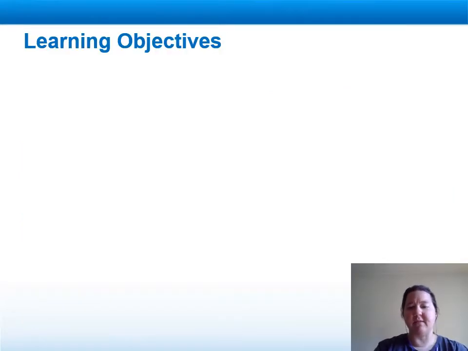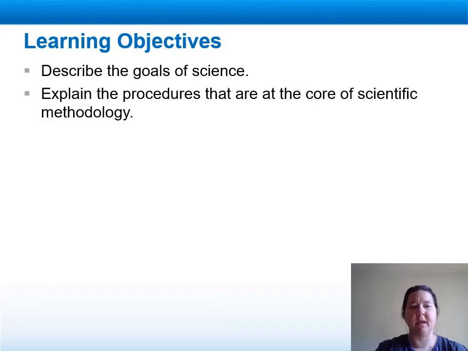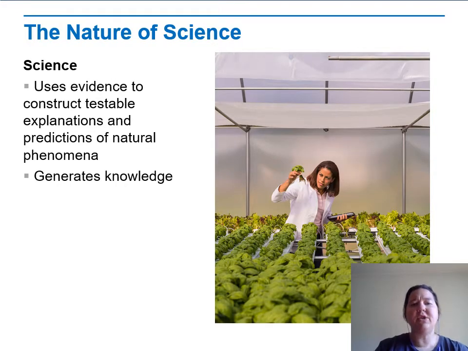The learning objectives for this lecture are: describe the goals of science, explain the procedures that are the core of scientific methodology, define what a scientific theory is. The nature of science. Science is a process.